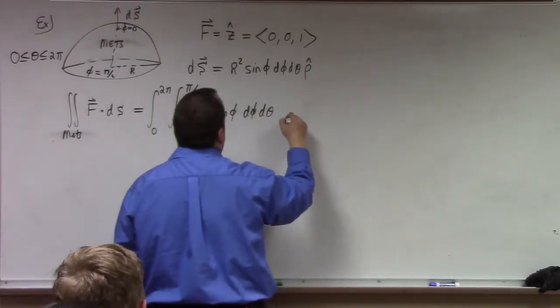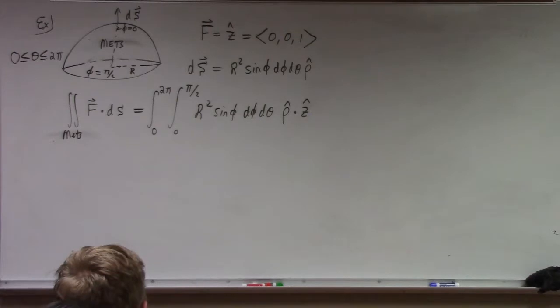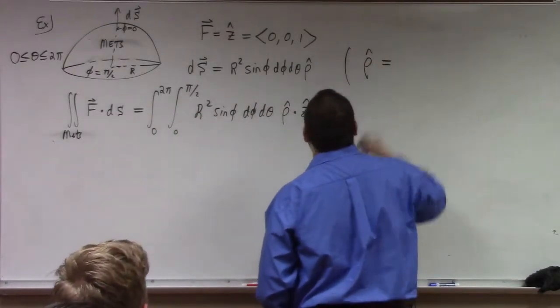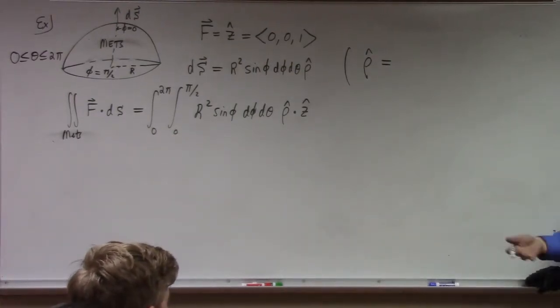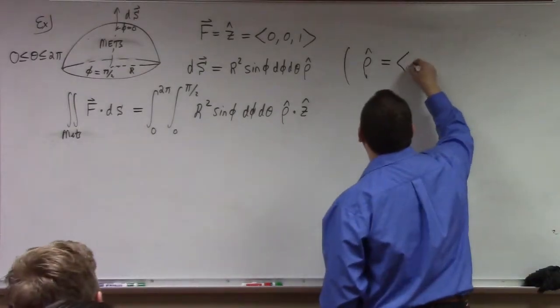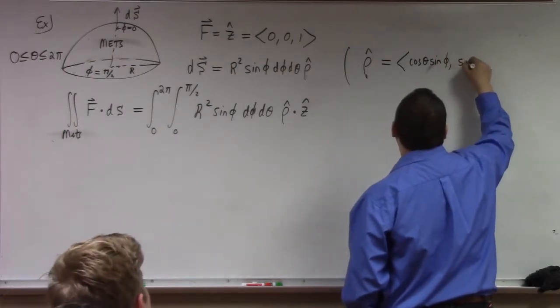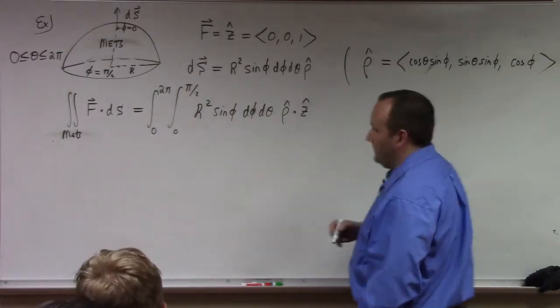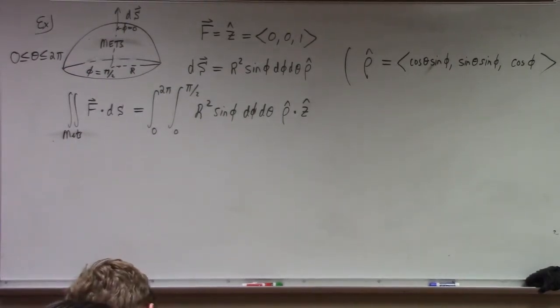We've got to figure out what on earth this rho hat dot z hat is. What is rho hat dot z hat? What is rho hat? Remember, rho hat is the unit vector in the direction of increasing spherical radius. We've worked this out before. It's cosine theta sine phi, sine theta sine phi, cosine phi. That vector points to the unit sphere in the direction of phi and theta, for your choice of phi and theta.